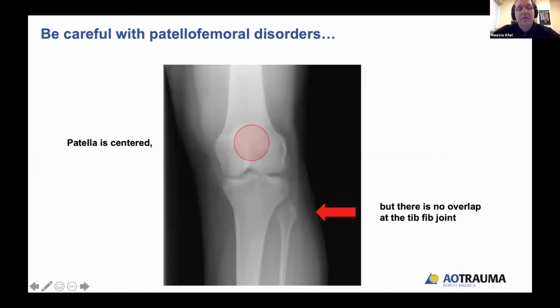Be careful with the pathology as well. If the patient has patellofemoral dysplasia, or if the patient has recurrent patellar dislocation, you have to be careful, because if you try to center the patella in those patients, take a look to what happened to the tib fib joint. There is no overlap of the tib fib joint. This tells you that this leg is rotated, and then again, you cannot be precise in your measurement. So patella in the center is not always the answer.